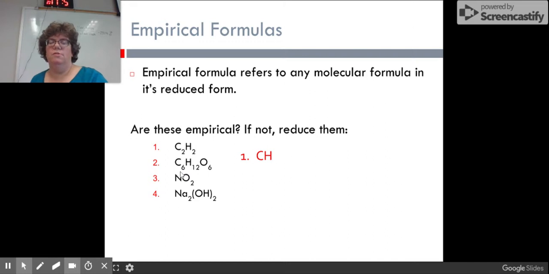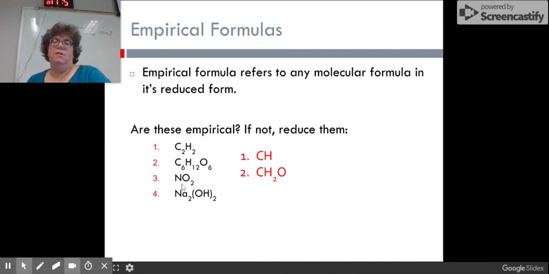Number 2 also is not empirical. You can see my subscripts are a 6, a 12, and a 6. All of those are divisible by 2, so I can reduce it. Actually, they're all divisible by 6, even better. So divided by 6, I get 1, 2, 1. So that's the empirical formula for glucose, which is what that is.